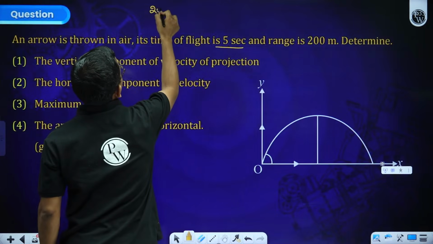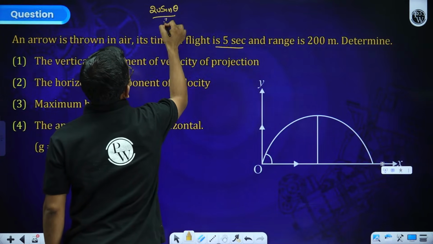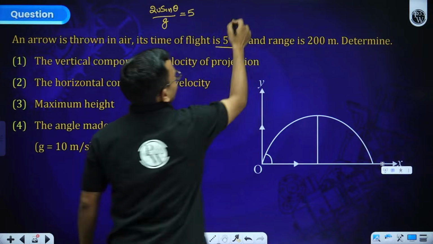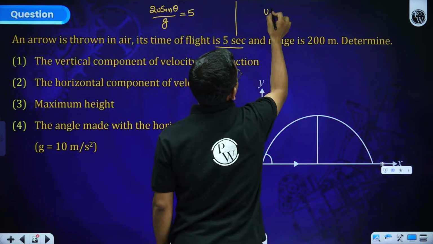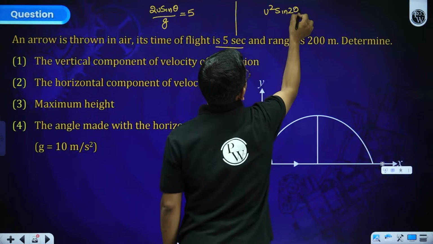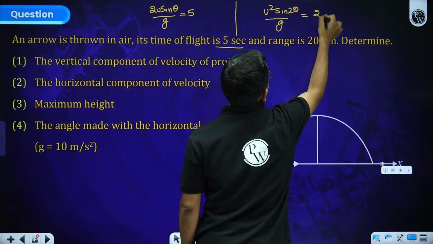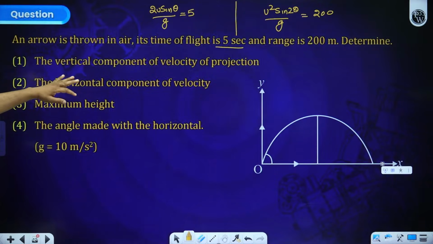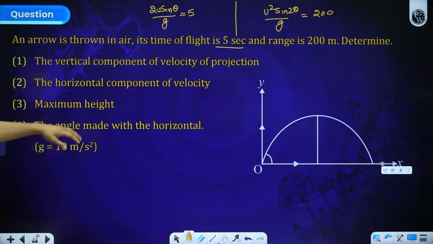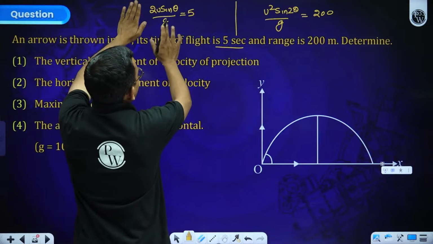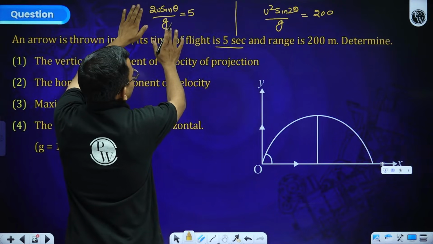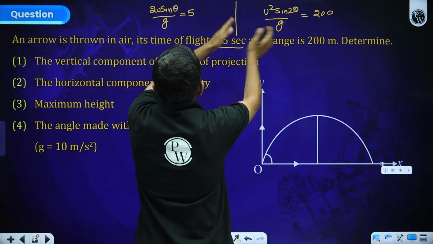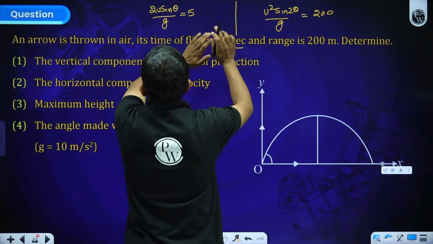What is time of flight? 2u sin theta by g. So 2u sin theta by g is my 5. Range is 200. What is range? U square sin 2 theta by g. This is 200. That's all. Vertical component of the velocity of projection, horizontal component of velocity of projection, maximum height, the angle made with the horizontal. Anyways, from this I can simplify this in a better way actually.